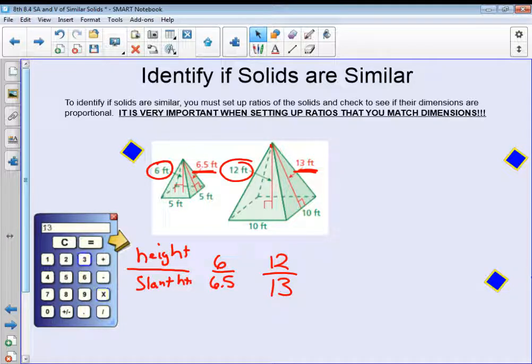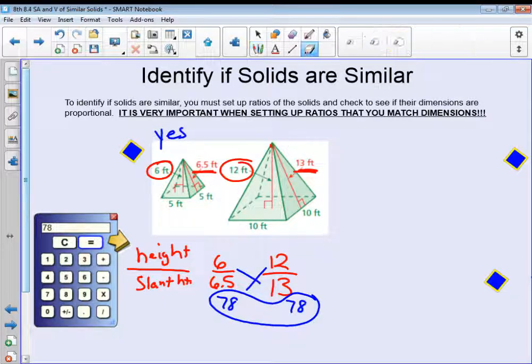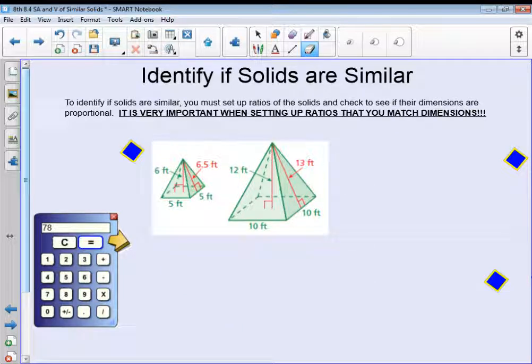6 times 13 gives me 78. And then 12 times 6.5 gives me 78. Are they the same? Yes. Granted, they didn't both equal 60 like our previous one did, but they were equal to each other. So the question on this would be, are these proportional? And you would say, yes, they are proportional to one another. Okay, so let's try another one.